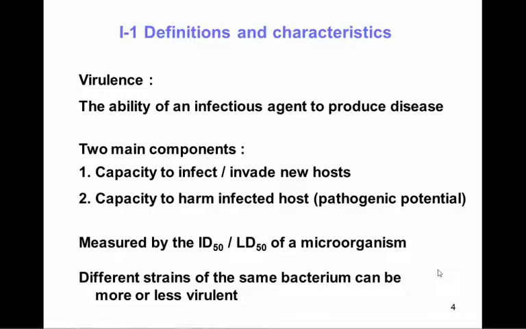And of course, different strains of the same bacterium can have different values for these measurements. So, for example, a commensal bacterium, which is harmless, you might be able to infect and colonize new hosts, but it won't have any pathogenic potential.